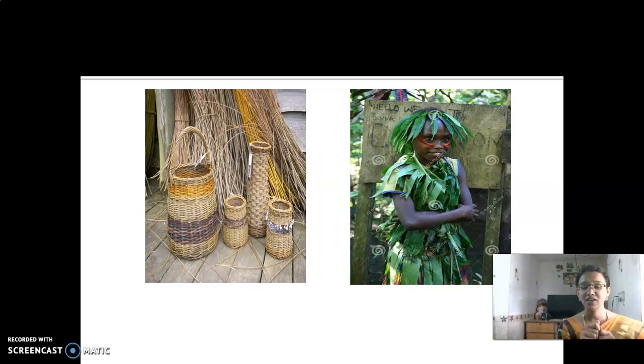People learned how to make mats and then baskets with the help of plants. They also used to weave dresses with the help of leaves. Look at here, you are able to see a boy who is wearing a dress made up of leaves. And then they also learned how to make baskets and mats with the help of bamboo.